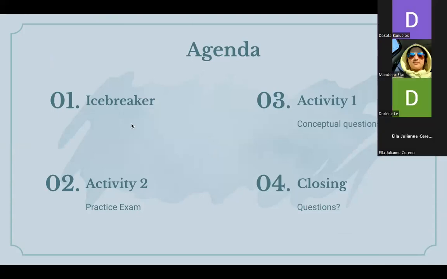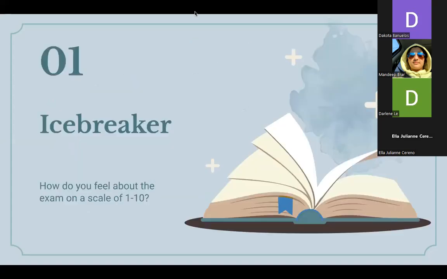Okay. So same thing as usual. We're gonna have an icebreaker, and then our first activity will be kind of like a Kahoot style, but on the slides, because I know last time there were a few hitches, so I wanted to avoid that. And then activity 2, we're gonna be doing a practice exam, and then all of us are gonna answer any questions that you guys still have at the end. Yeah, so on a scale of 1 to 10, how are we feeling about the exam?